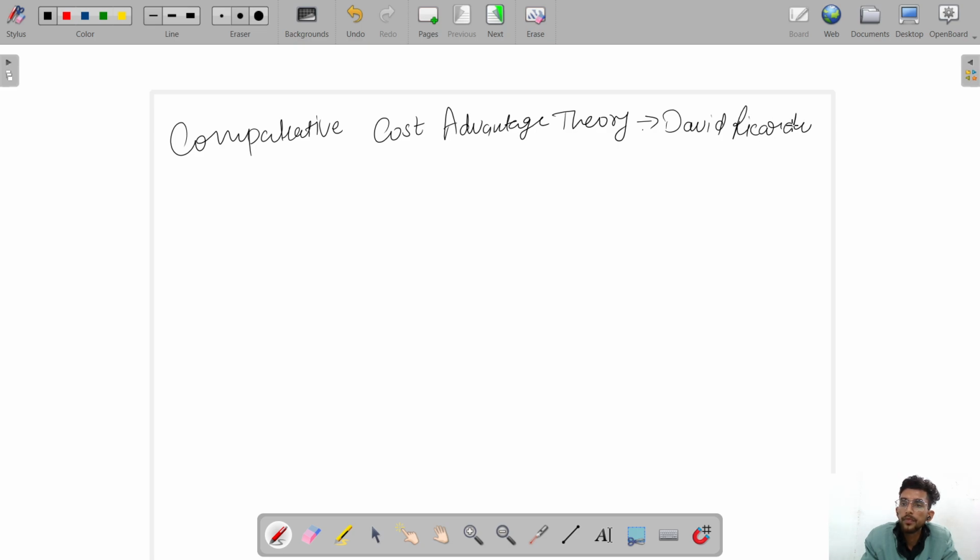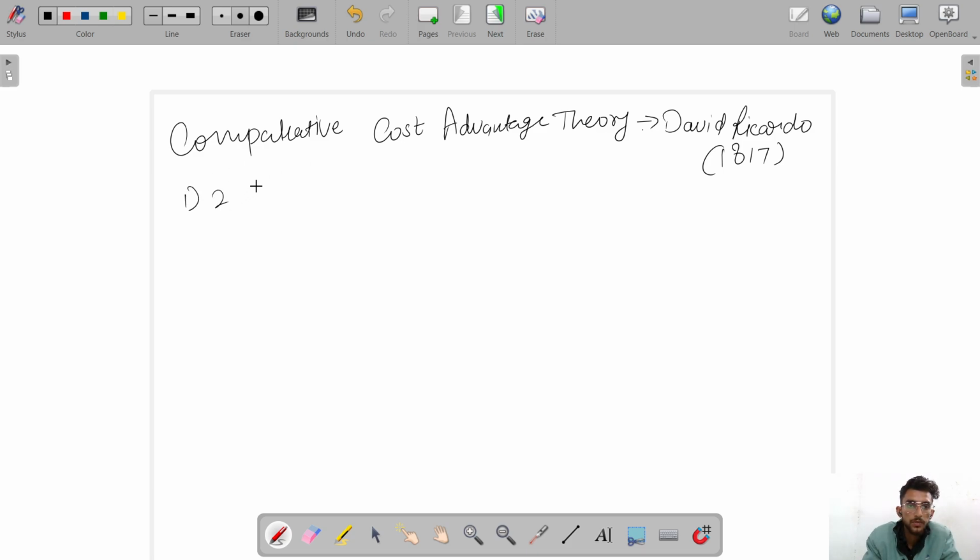David Ricardo in 1870. The name of the book in which this theory was given is the Principles of Political Economy and Taxation. Okay, let us discuss the assumptions of this theory.